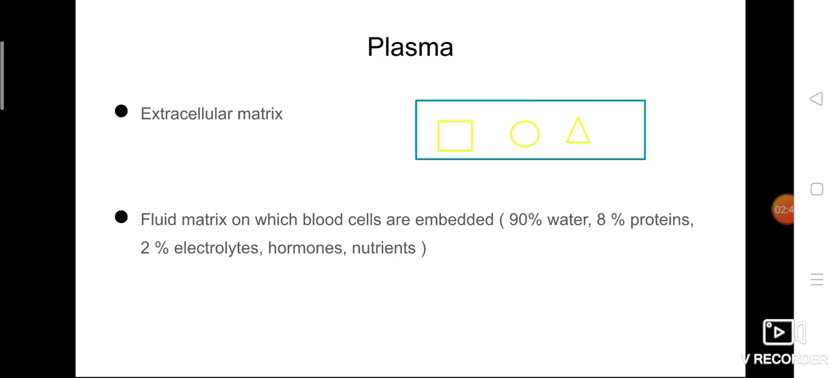Likewise, if you take the blood, square, circle, triangle, these are the cells which are present. For example, that is nothing but the WBCs, RBCs, and platelets. So the remaining empty places are there, no? The air which is occupied inside the room, that is called plasma. So the plasma is an extracellular matrix. Extracellular means what? It is present outside the cell. So the RBCs, WBCs, and platelets are embedded in this plasma.